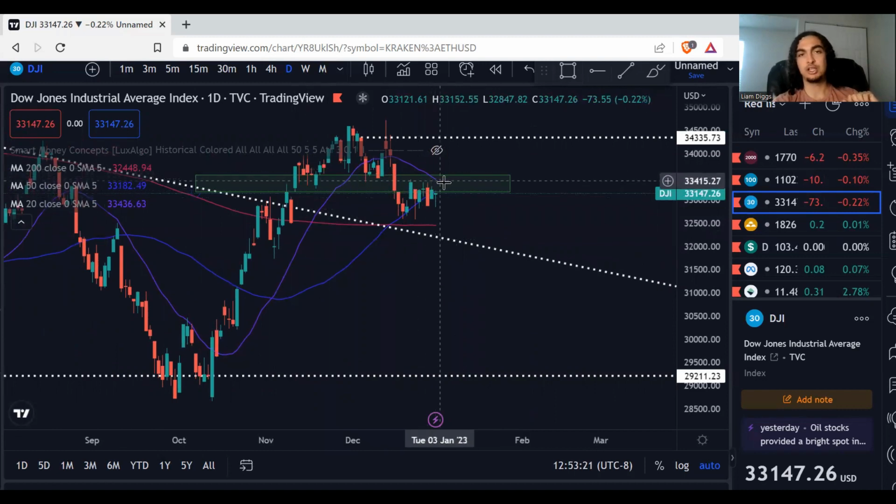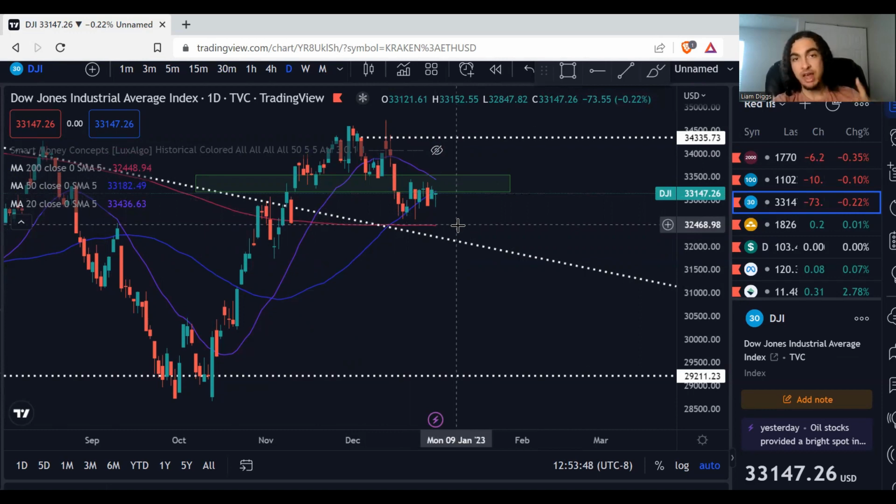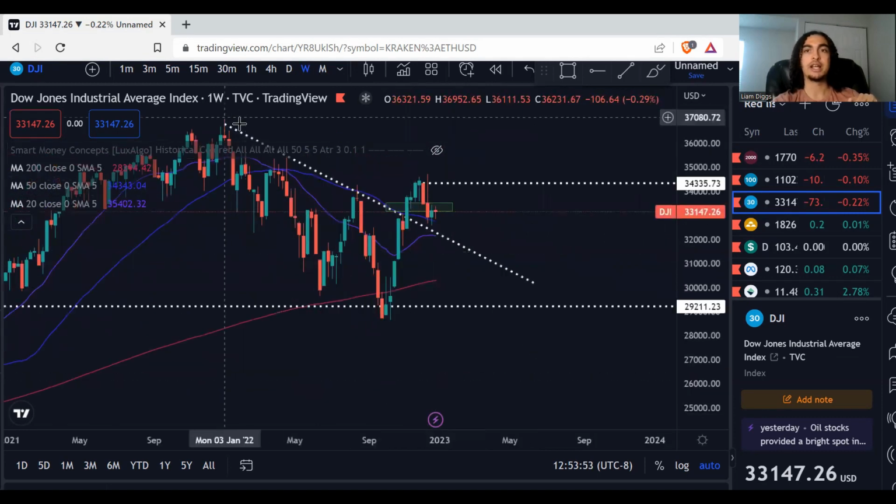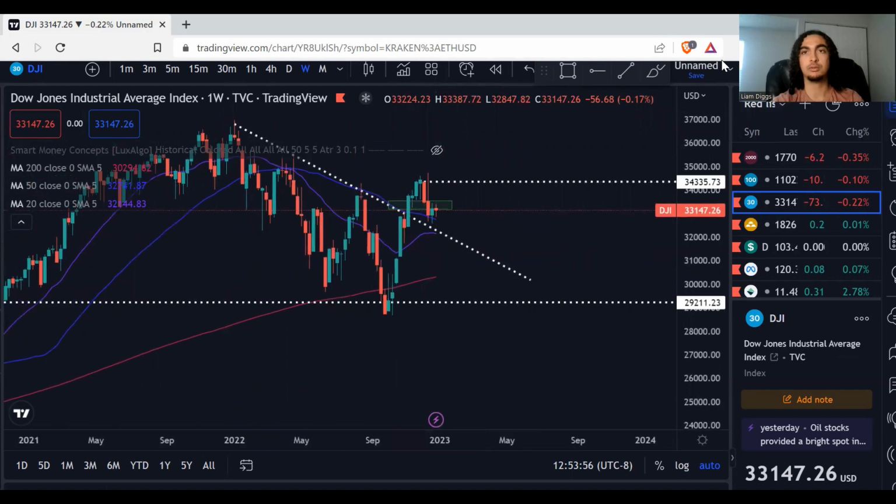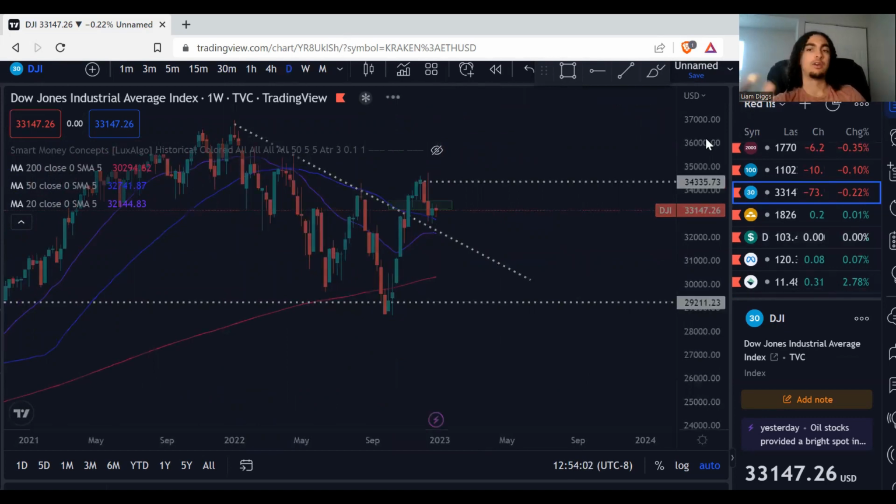So I am expecting to see an interaction with our 20 moving average sometime this week. If we do get through it, I would expect us to reclaim the top of this average and move back up to this line I've drawn here at 34,335. If we get rejected off of our 20 moving average and break the blue line, the 50, I would expect it to come back down to the pink line, which is our 200 moving average. And if that fails, then this trend line down here, because the Dow Jones is also trapped in a gigantic descending triangle.